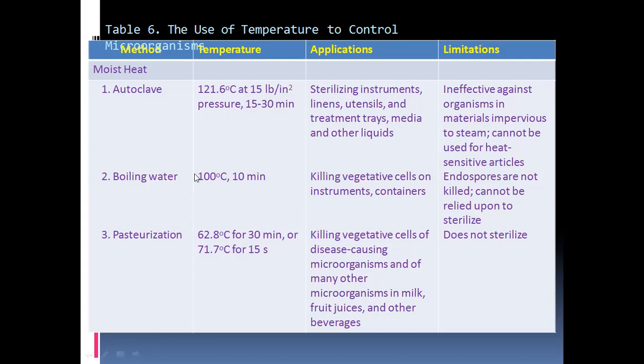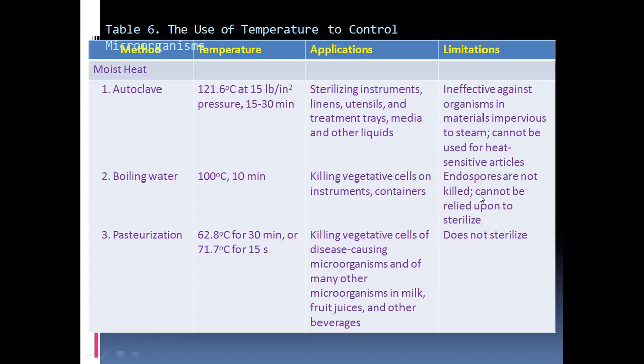Then boiling water. You know, boiling water temperature is 100 degrees C. Exposure to boiling water for 10 minutes will also kill the microorganism. It will kill the vegetative cells on the instruments and the containers. Usually in the house, this boiling water is used for baby feeders or nipples. So it will kill the vegetative cells on instruments, on containers.